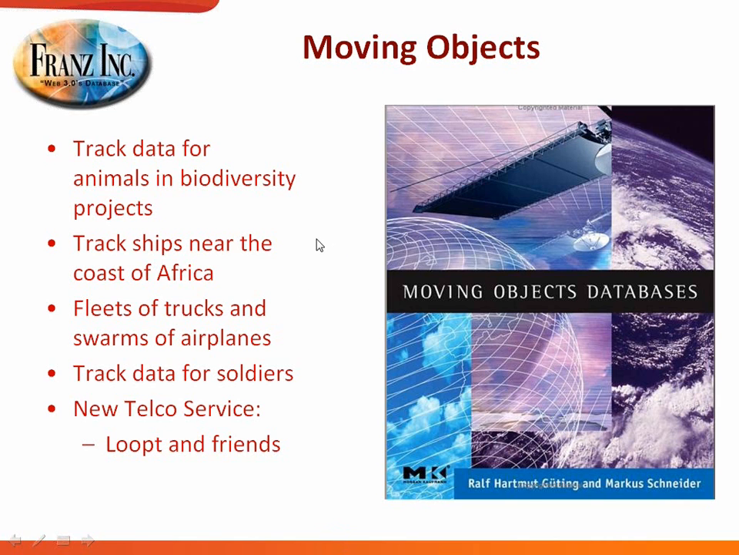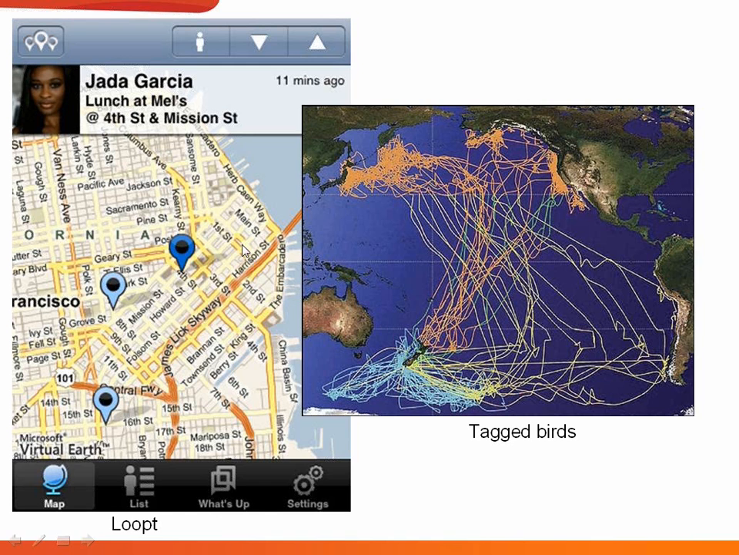Yeah, so we see many opportunities for dealing with moving objects. For example, in the telecom space, most of you probably will be familiar with an iPhone application called Loopt, which is already tracking all your friends. But there's also a biology project where the data is available about, say, birds and their migration patterns, and this stuff is now also all in RDF.